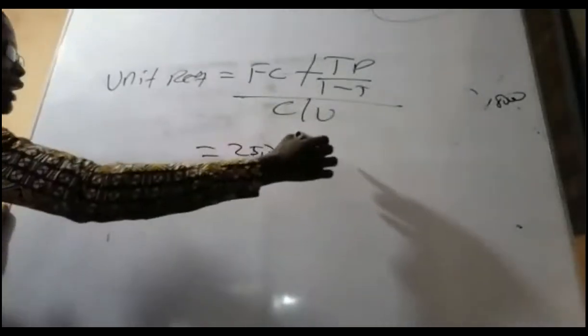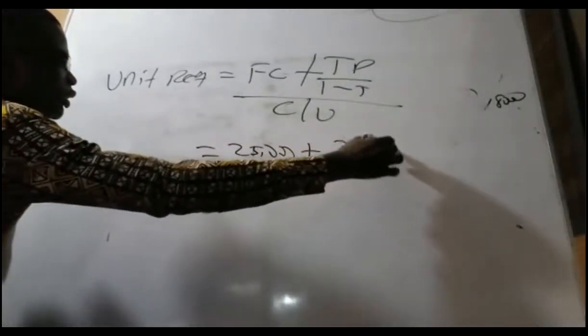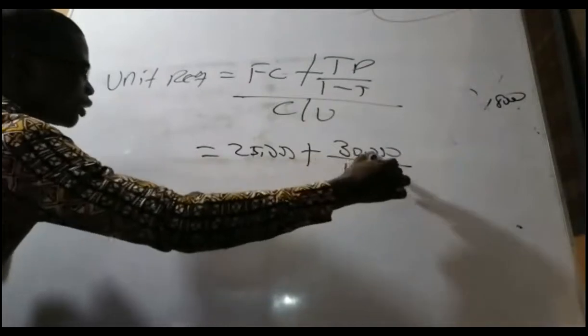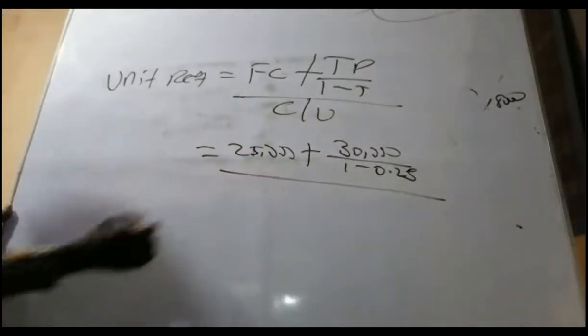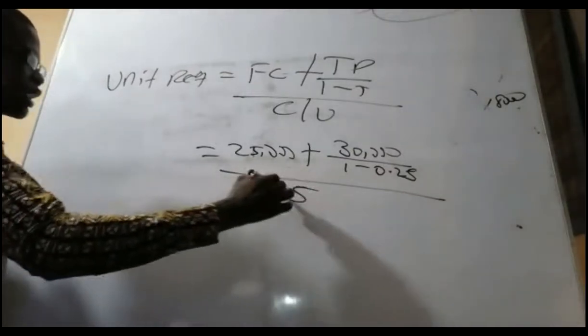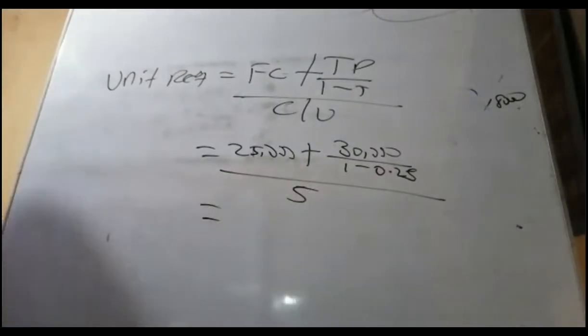If the complication will not be too much on you, you can go straight forward and put it in. So now let's put everything in. The first cost is 25,000 plus 30,000, divided by 1 minus 0.25, all divided by 5 Ghana cedis. What is the answer?